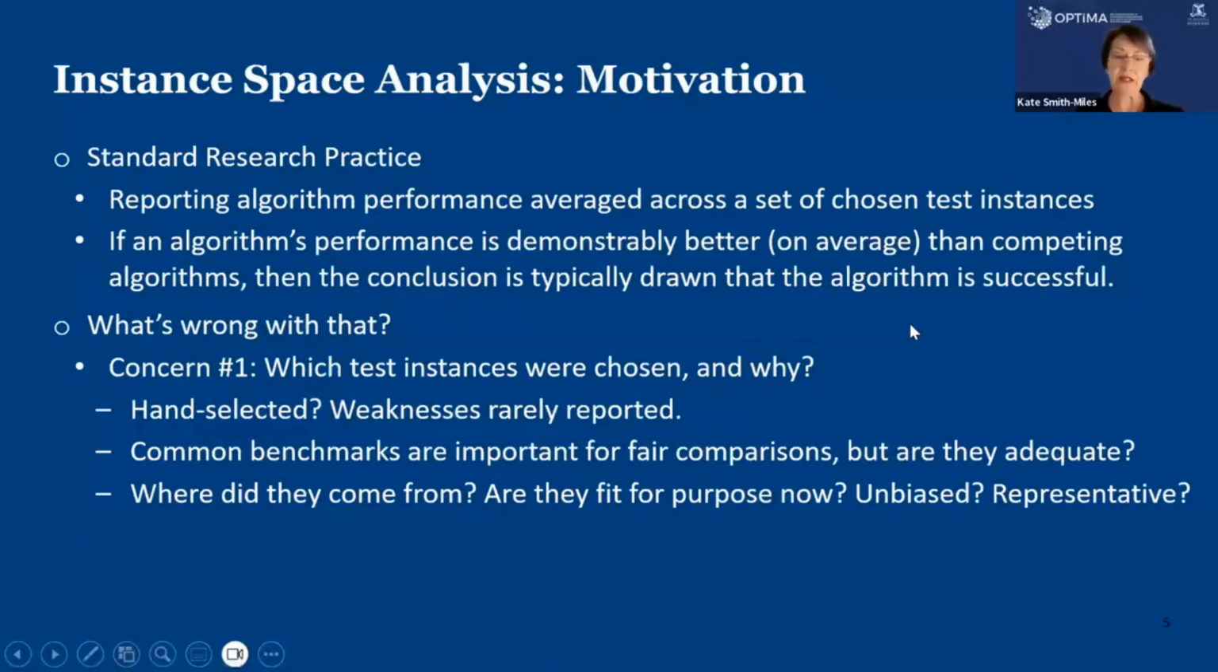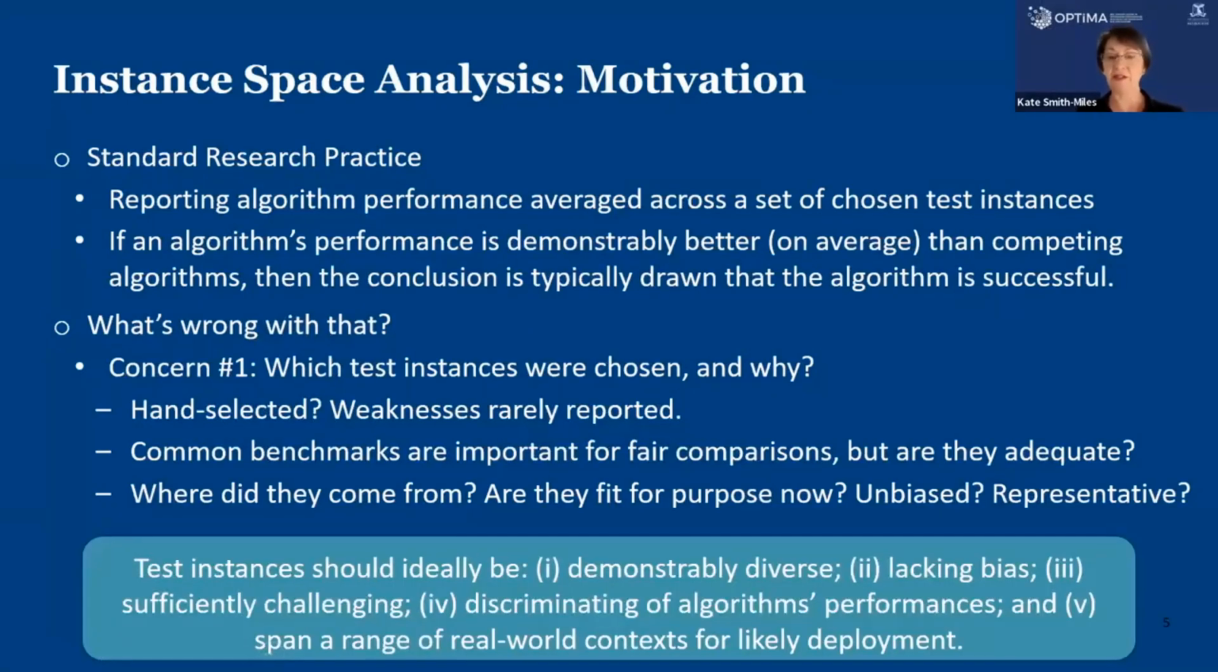So I'm saying test instances should ideally have these properties: demonstrably diverse, lacking bias, sufficiently challenging, discriminating of different algorithms, so we see some interesting differences in performance, and they should span a range of real-world contexts if you plan to use them for real-world deployment.